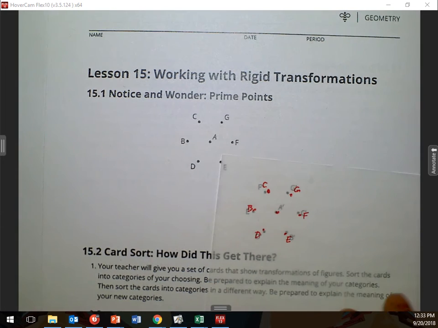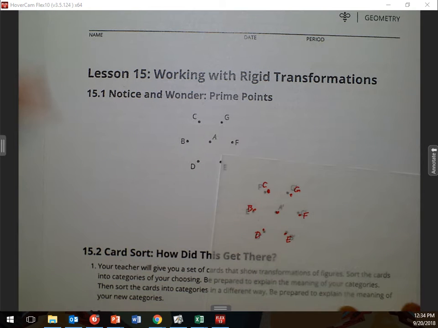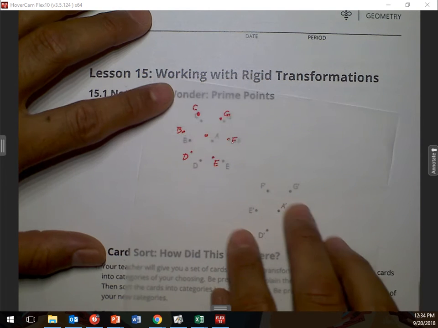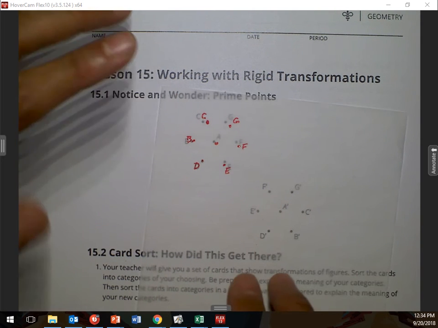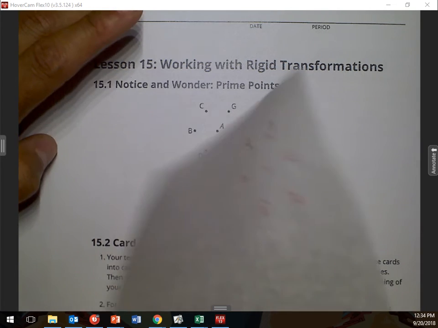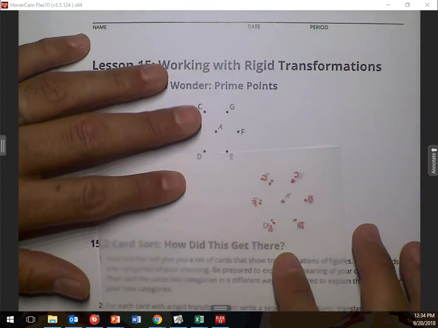Okay, it's not going to. What do I have to do here? I gotta flip it. So yes, this is a flip. You have to identify that. That is a flip. So if I flip it over, it is going to be a reflection.